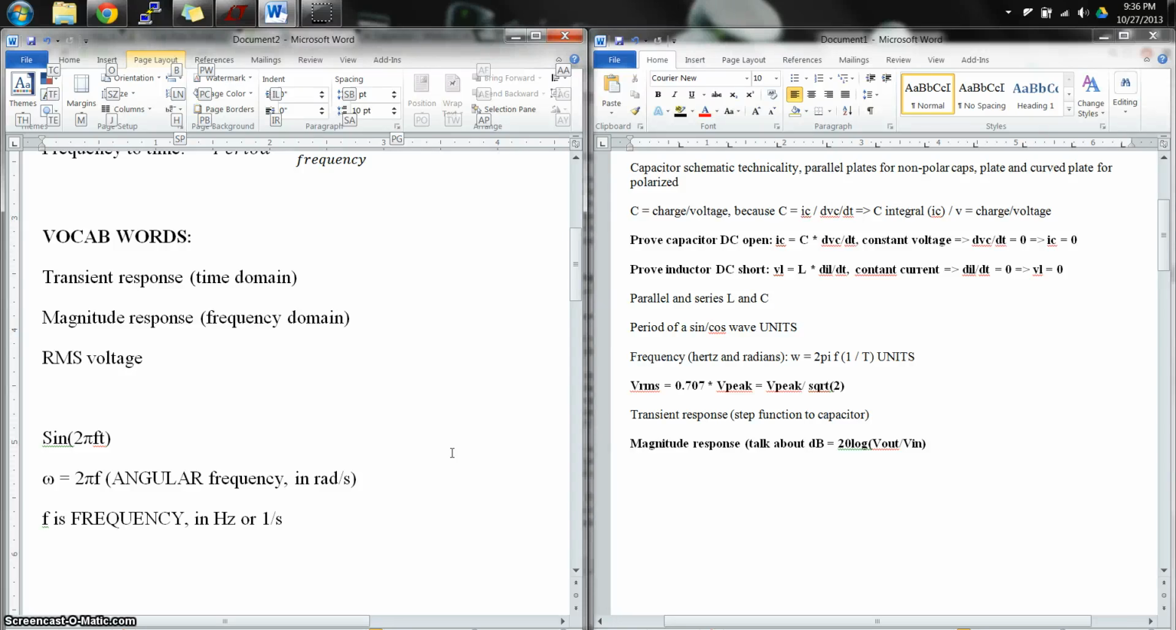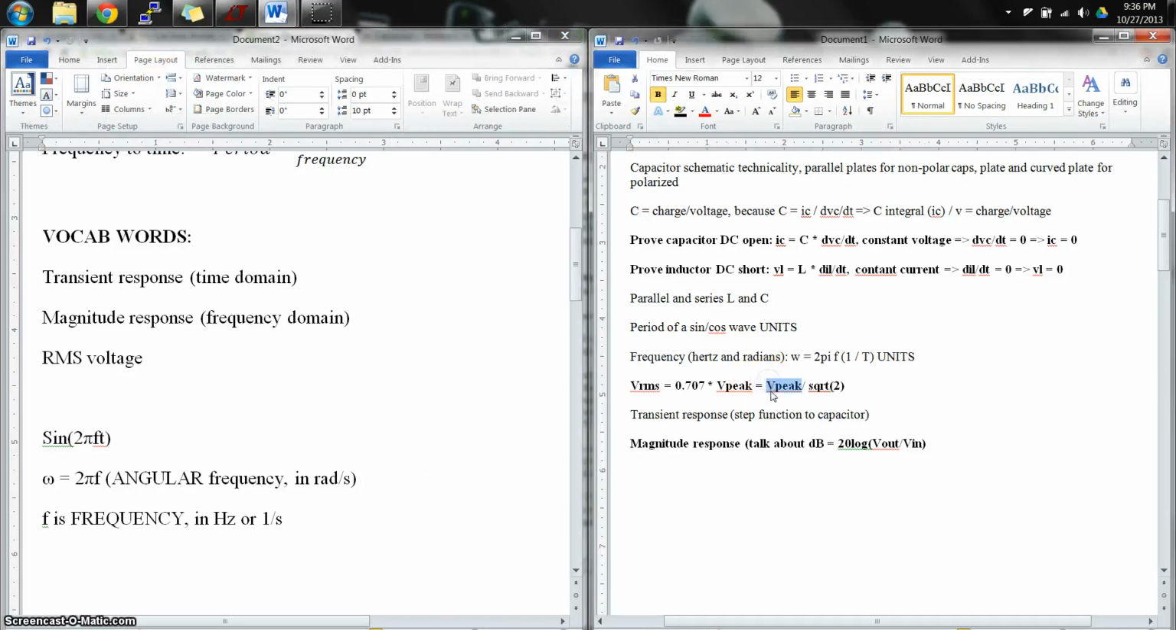How's it going, everybody? In this video, I'm going to be talking about RMS voltage. I'll also talk about magnitude response, and then I'll try to prove to you that capacitors are DC open and also high frequency short, and I'll try to prove to you the opposite is true for inductors, that inductors are DC shorts and high frequency opens.